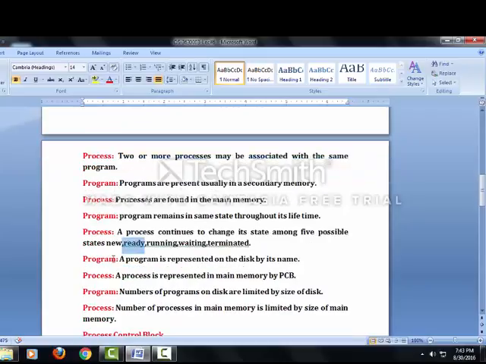Right. Next difference: a program is represented on the disk by its name. The meaning is clear.